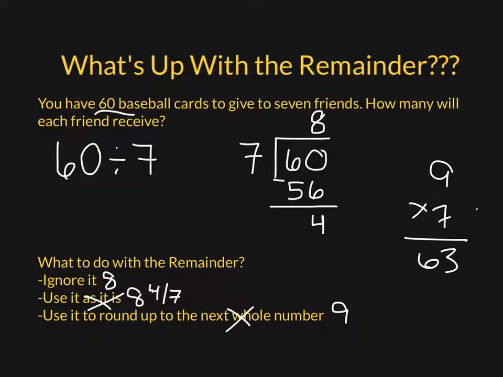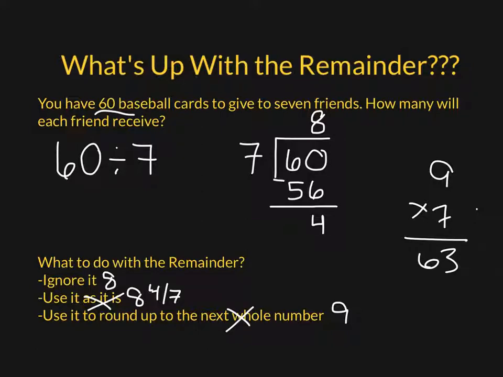What if we just ignored that remainder and we just gave each person the 8 baseball cards? That means that we'd have 4 baseball cards left over, because that's what the remainder says. We have 4 baseball cards left over, but that's okay because we want to give each friend the same amount, and we also don't want to have to cut up any baseball cards.